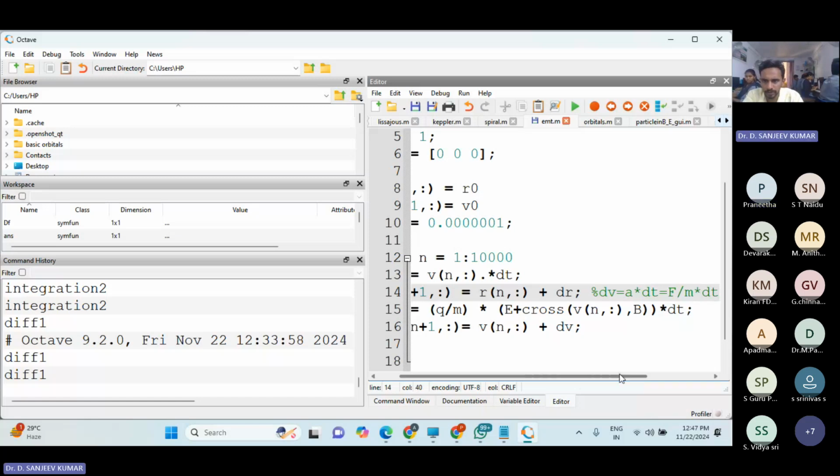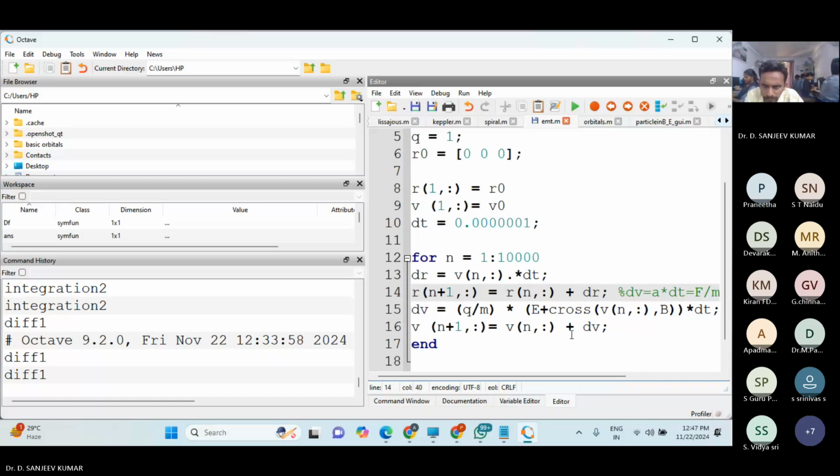This is what we are doing here in the next step. So dv is acceleration times dt and acceleration is force by mass, and the force experienced by charged particle is q times e plus v cross b. So q times e plus cross product of v and b is the force by mass multiplied by dt is dv.